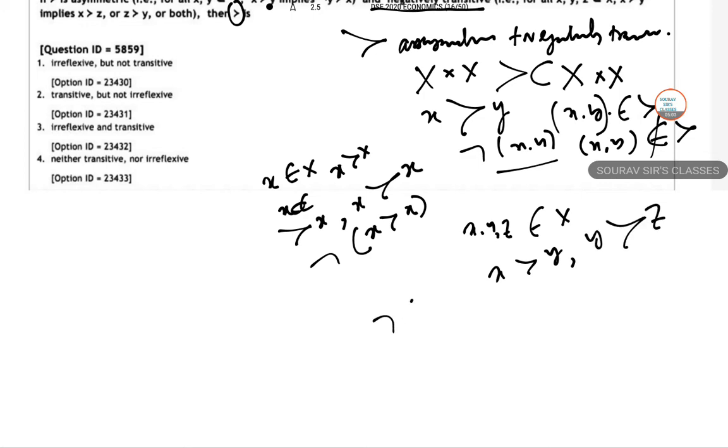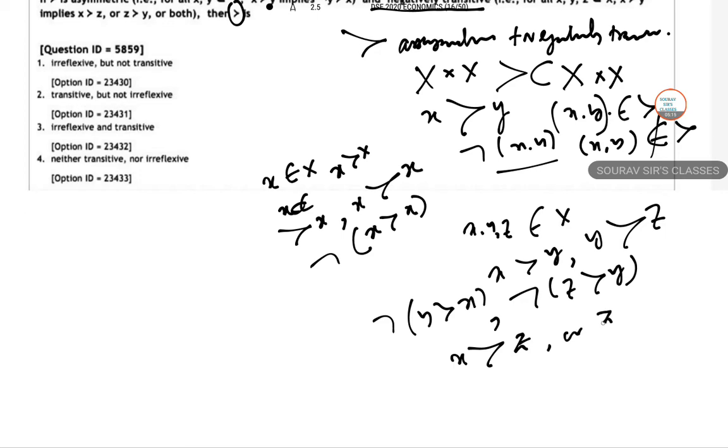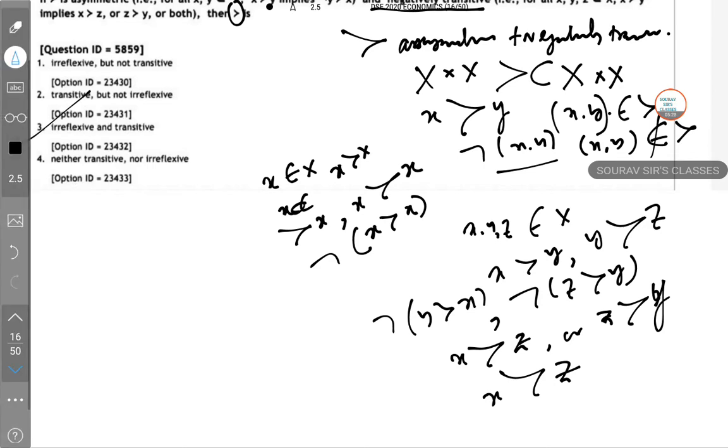By asymmetry we know this, and the negation. By negative transitivity, either x to z or z to y must hold. So it must be true that x is related to z, which proves the relation is transitive. So option C is correct.